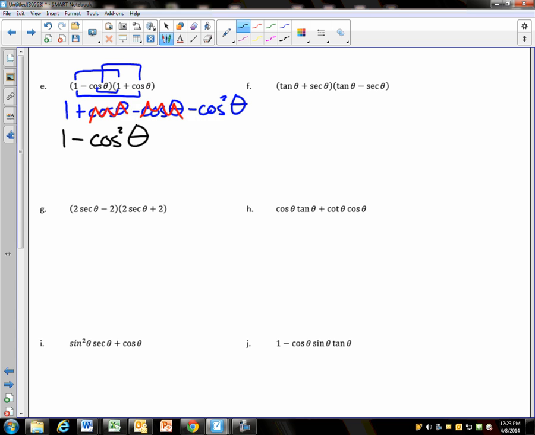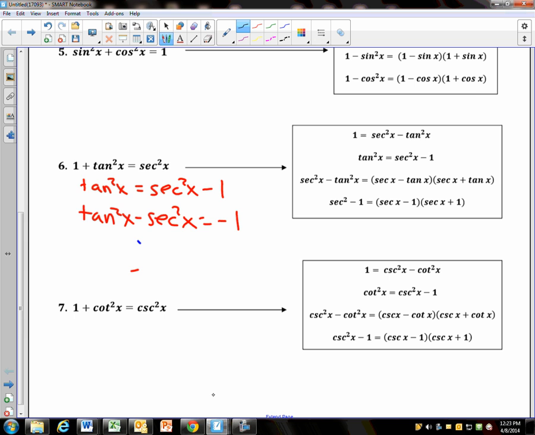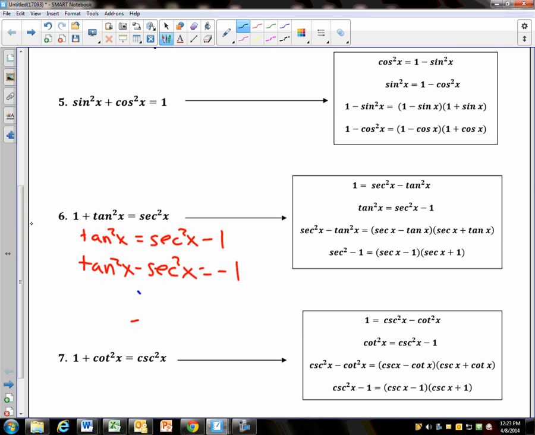Which is? This is that point where you want something to pop into your brain where you say, okay, I've seen this before. Sine squared. So that comes from this sheet. If you look at number 5, we've got sine squared equals 1 minus cosine squared.